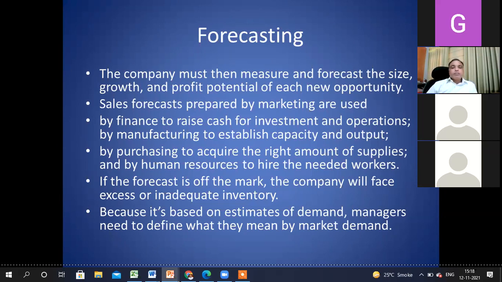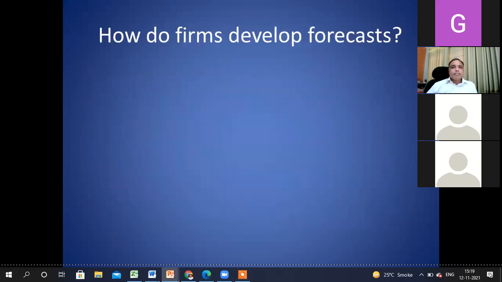Because it's based on an estimate of demand, what is the demand for that particular product or service? Managers need to define what they mean by market demand. So when you think of a business organization, everything revolves around demand. So we need to forecast the demand. So what is this forecasting about demand? Here you can see.